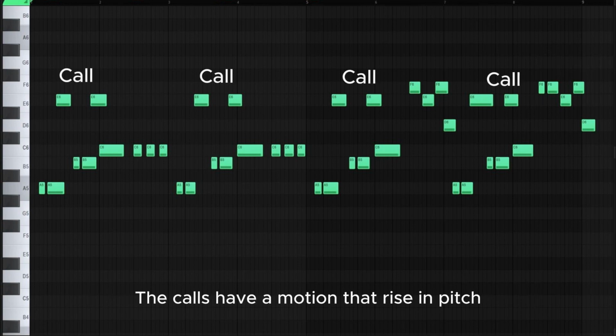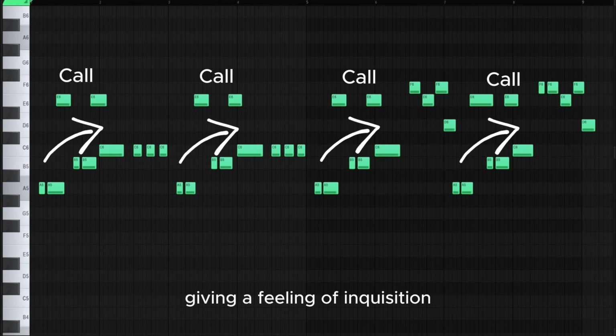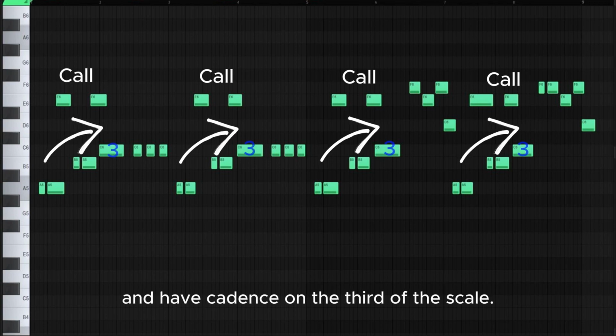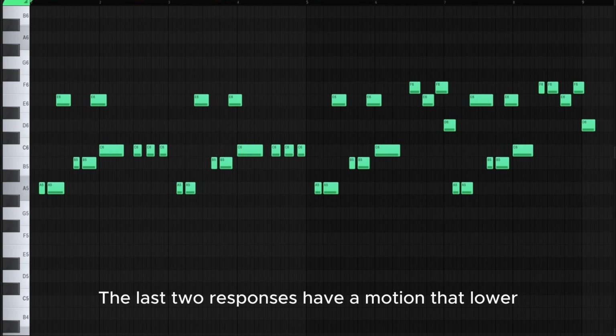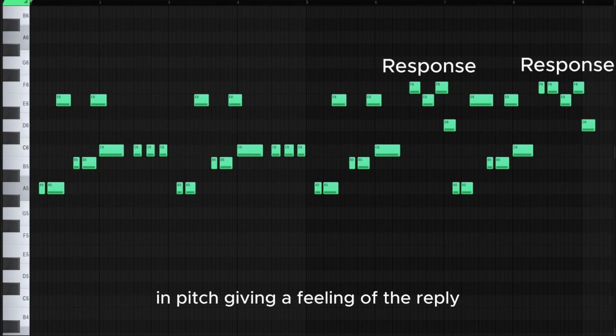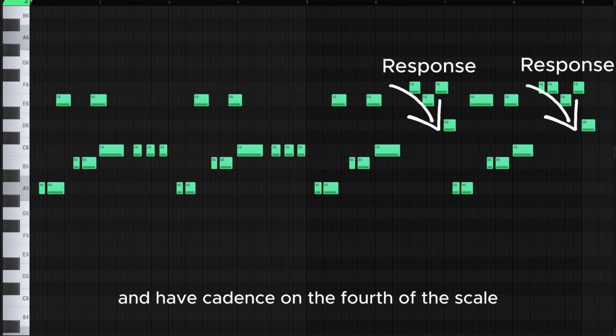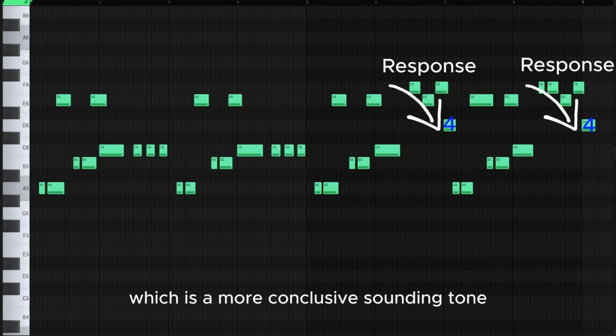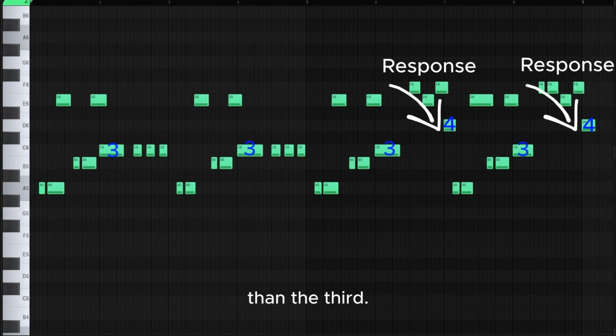The calls have a motion that rise in pitch, giving a feeling of inquisition, and have cadence on the third of the scale. The last 2 responses have a motion that lower in pitch, giving a feeling of the reply, and have cadence on the fourth of the scale, which is a more conclusive sounding tone than the third.